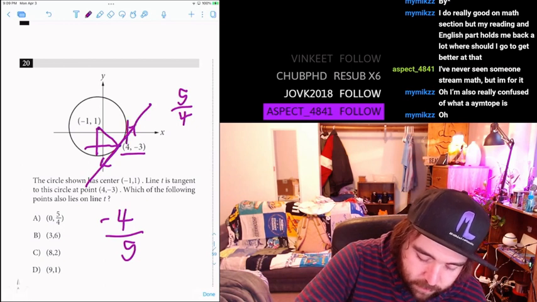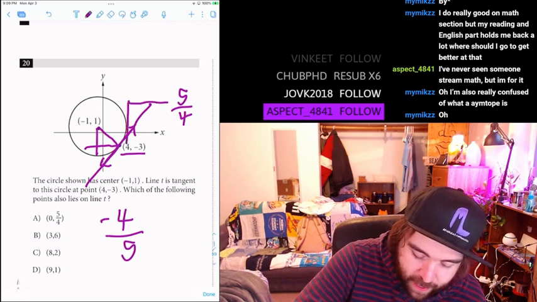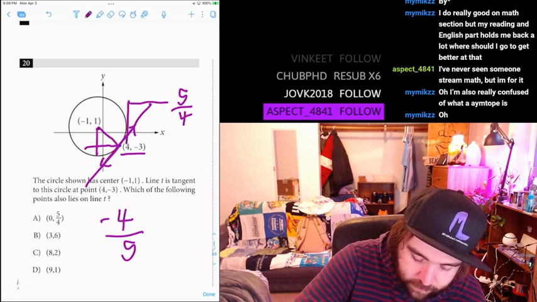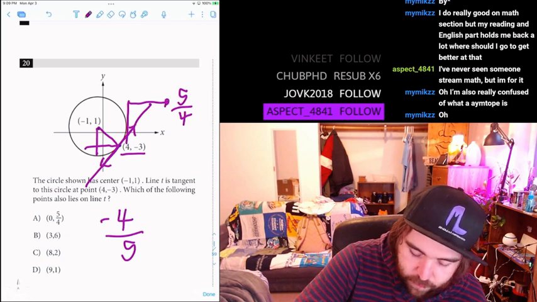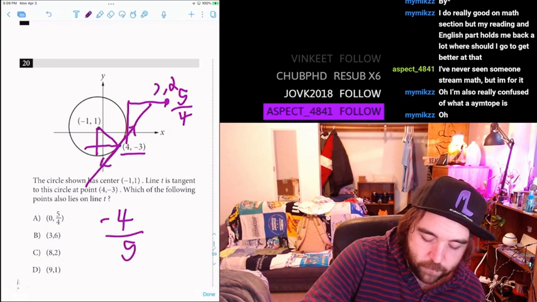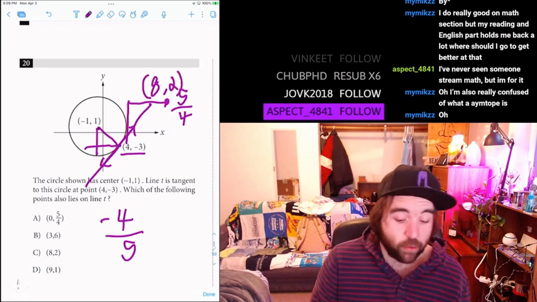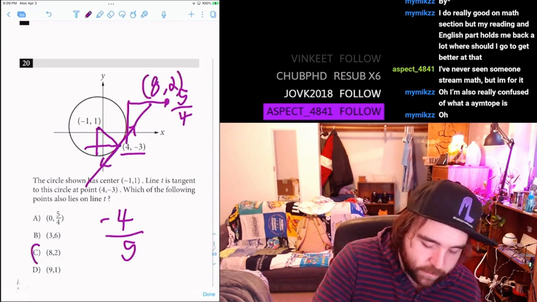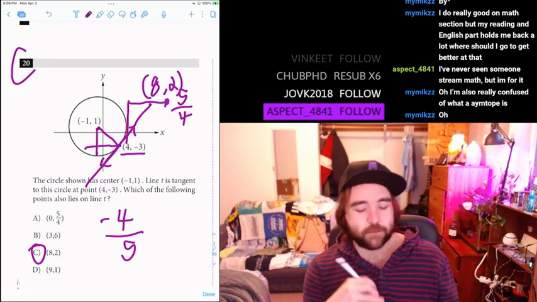We could say that we could go up 5 and over 4. So if we went up 5, -3, up 5, now we're at 2. 4 over 4, now we're at 8. So that's a point on the line. There's a lot more, of course, but that is the answer choice.